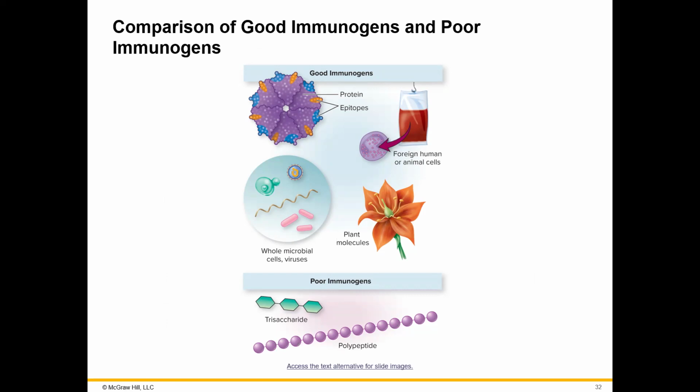Here, the good ones, they're large, they're complex. And then when you're looking at the bottom, at the smaller one, the poor ones, these are less likely to be good immunogens. They're repetitive, they're not complex. Everything here you look at is much more complex in structure.